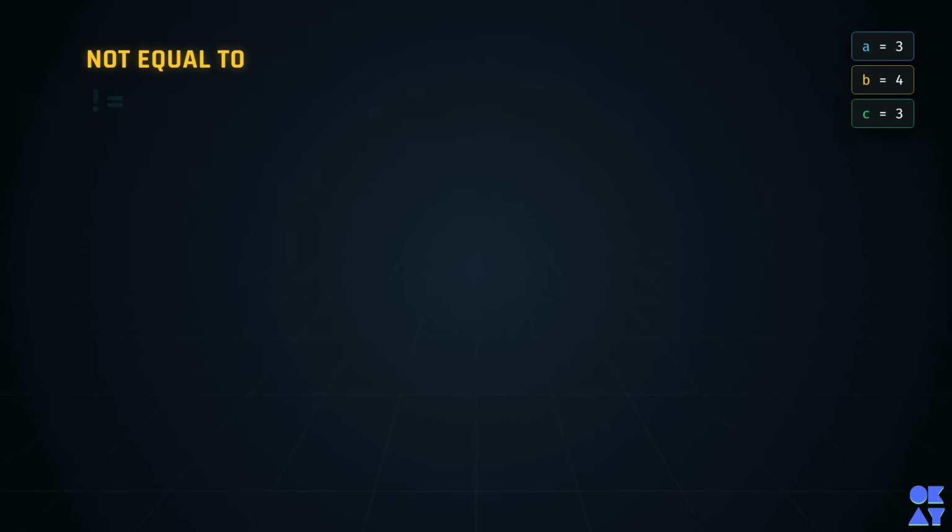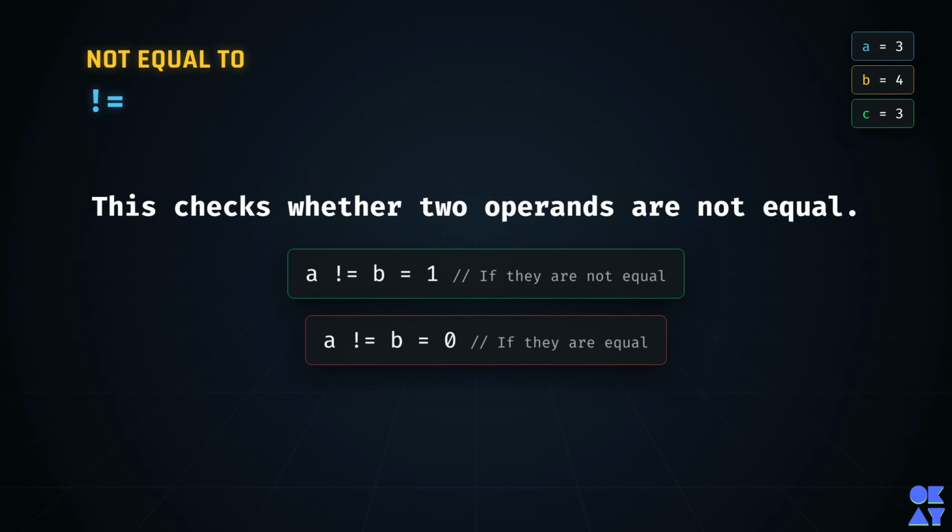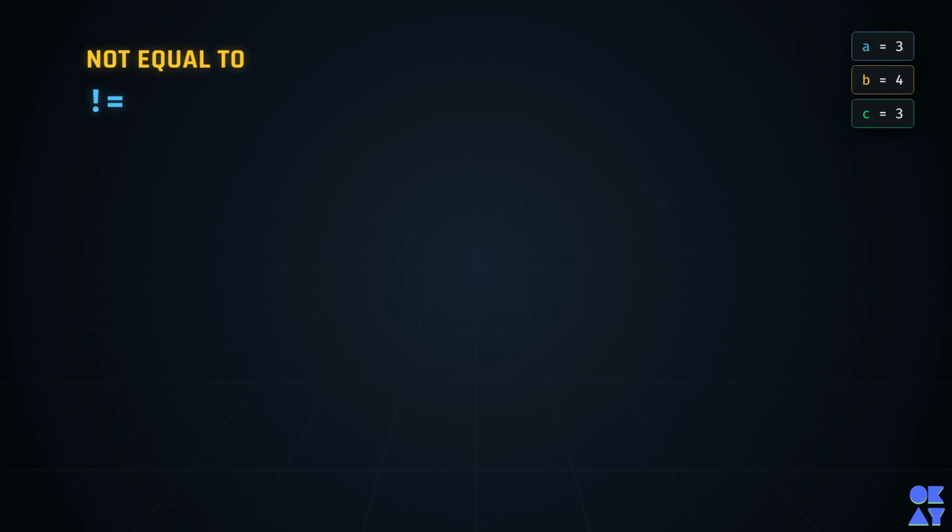Not equal to. Symbol is exclamation point equals. This checks whether two operands are not equal. If they are not equal, it returns 1. If they are equal, it returns 0. Using the same example, A not equals B returns 1. A not equals C returns 0.